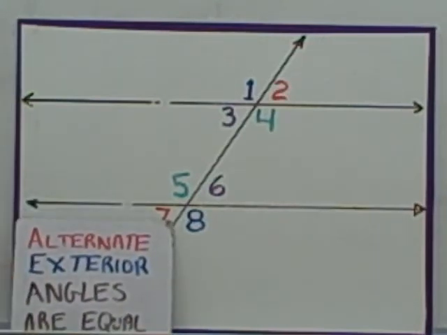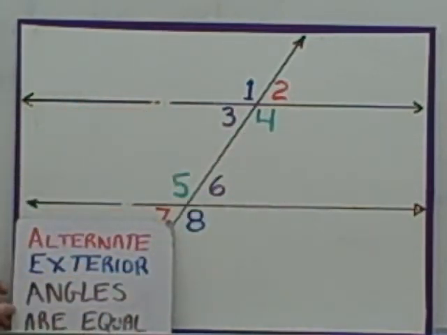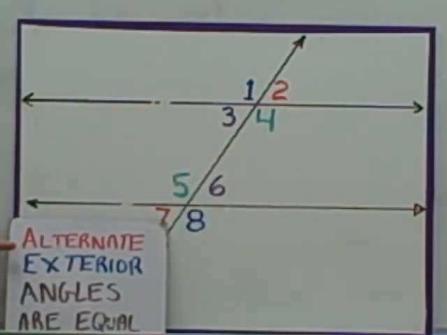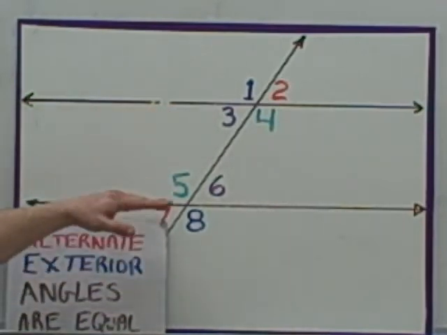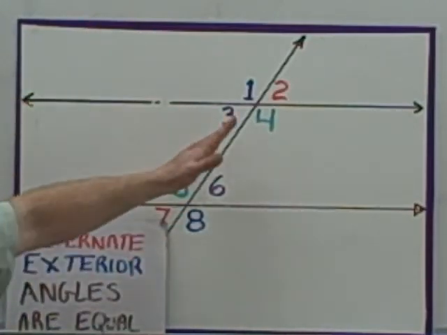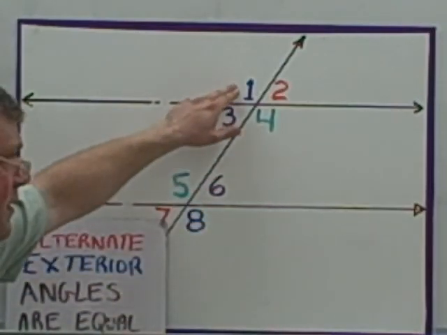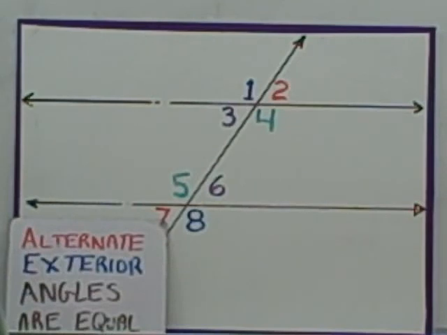Then you have alternate exterior angles. Well, the exterior, as we said before, is the outside ones. So that'd be 1, 2, 7, and 8. And notice how I set alternate exterior in red and blue. 2 and 7 are alternate exterior angles. 1 and 8 are alternate exterior angles. All 4 of those are on the outside, so they're all exterior angles. Then when they're on opposite sides of the transversal, this is on the bottom side, that's on the top side, when they're opposite sides of the transversal like that, they are alternate exterior angles.